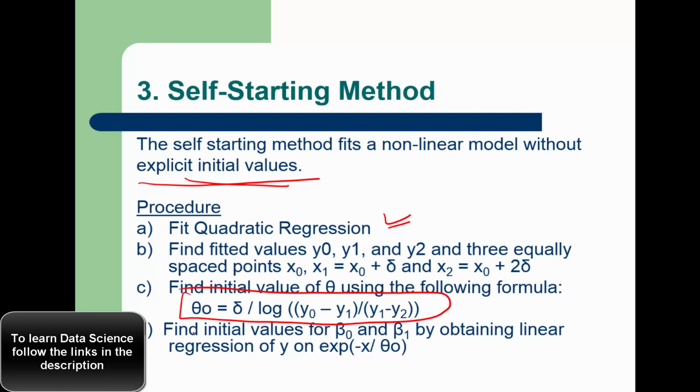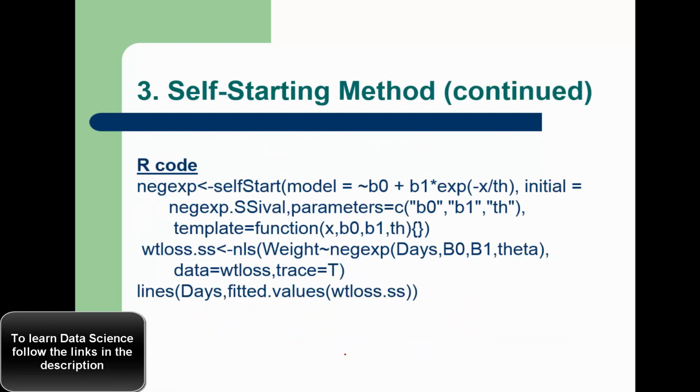So what is important here is that it finds initial values of beta naught and beta 1 by obtaining linear regression of y with respect to the exponential. So the exponential term is now replaced with another explanatory variable, and you just find beta naught and beta 1 through linear regression, and then finally you express your theta value over here and you get the theta. So that's the self-starting method, and you can also do that using R. You can write a self-start procedure that's going to help you out finding the optimal value using this method.